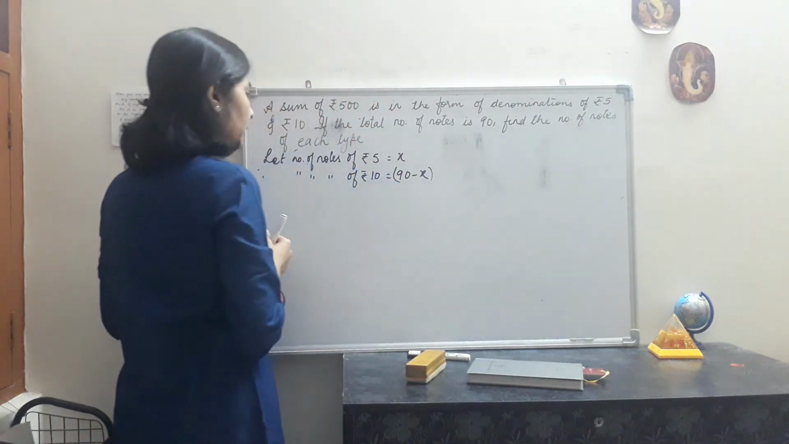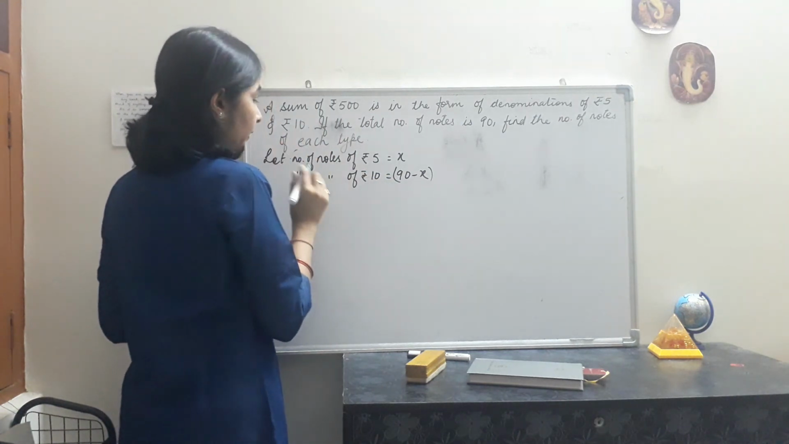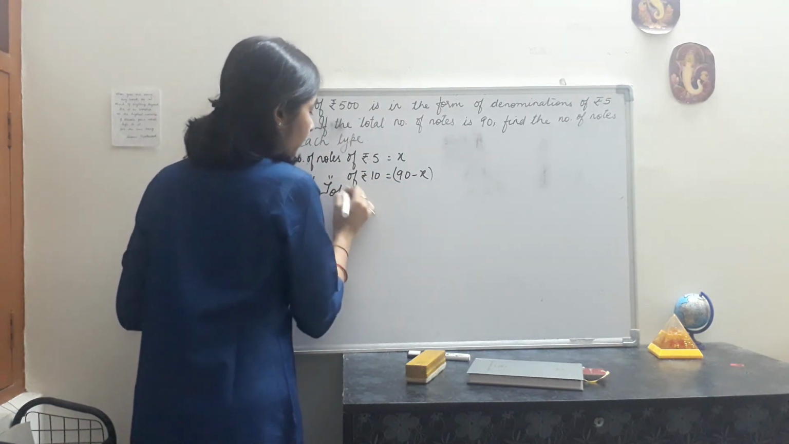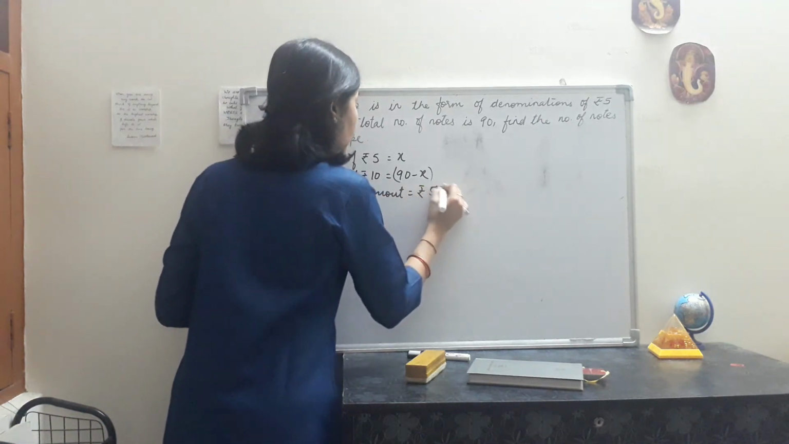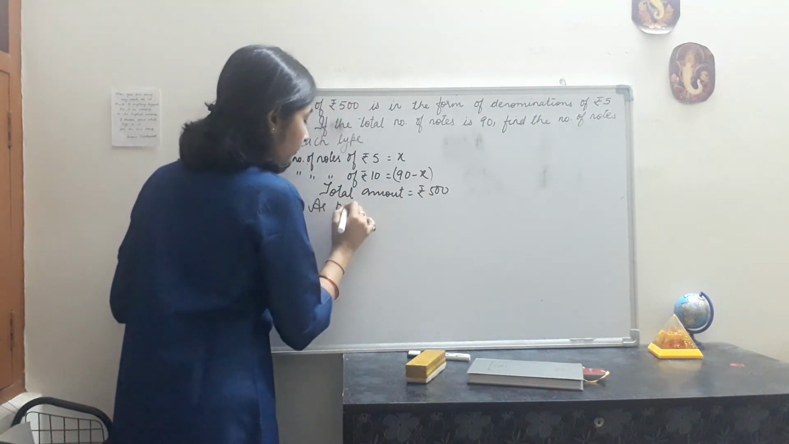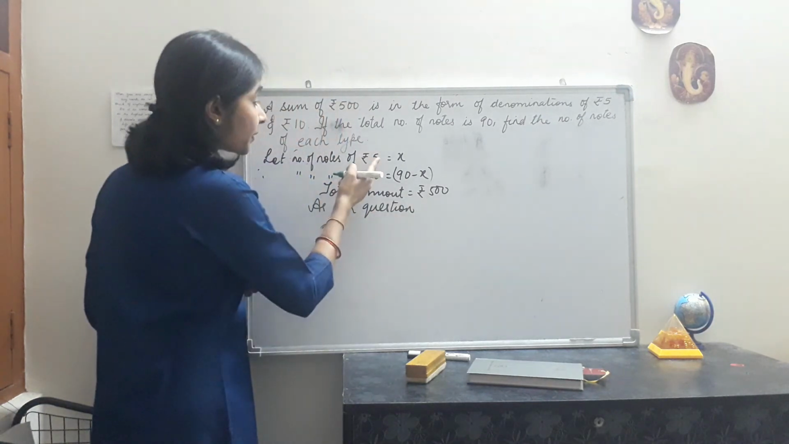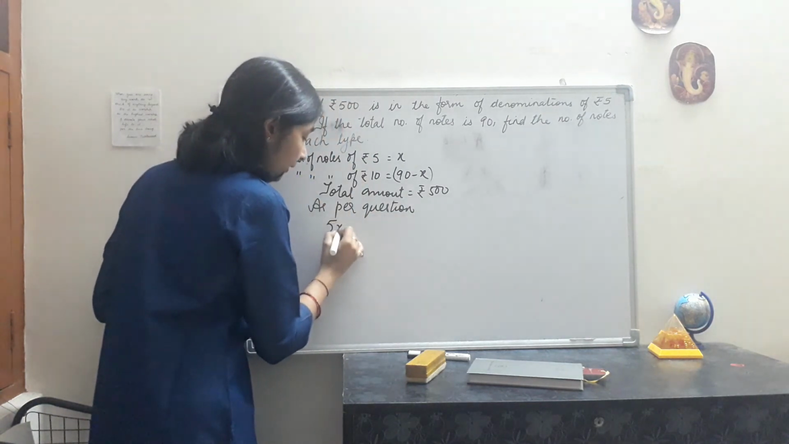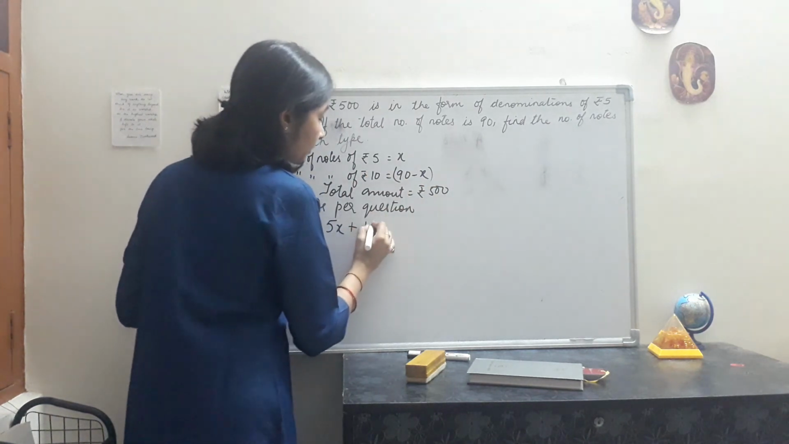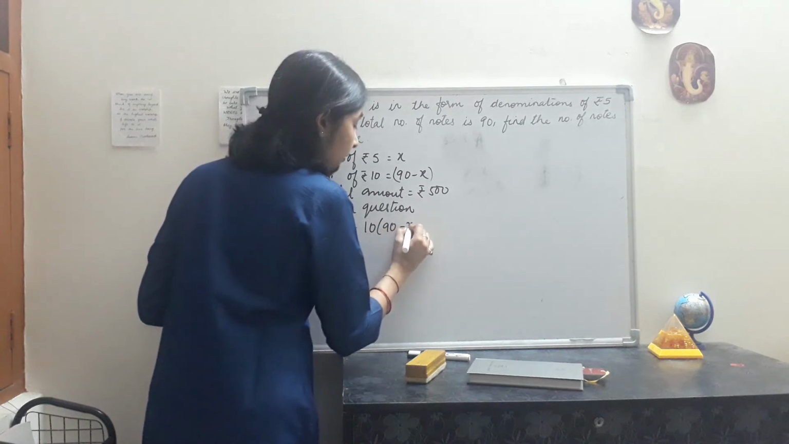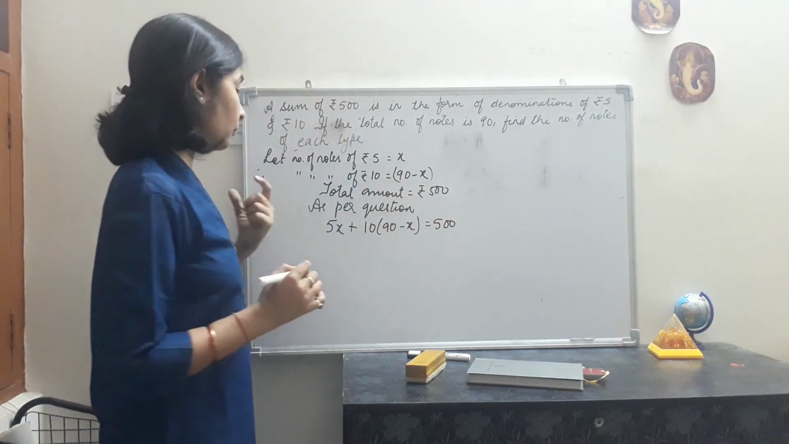So doing the same here, as per the question, the total amount is equal to rupees 500. Now as per the question, the amount paid in rupees 5 denomination is equal to 5x, plus the amount paid in rupees 10 denomination is 10 into 90 minus x. And the total amount paid is equal to 500. So that is the equation formed.